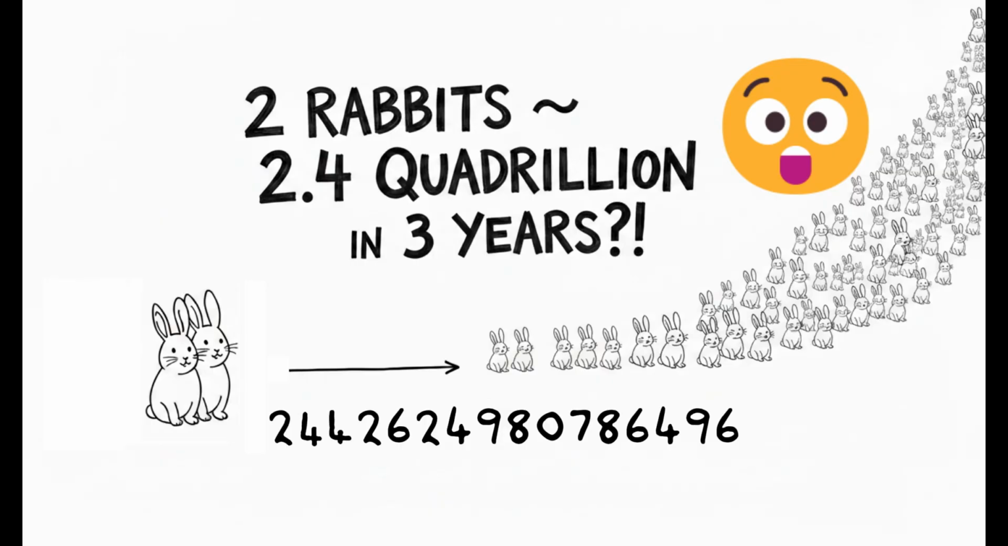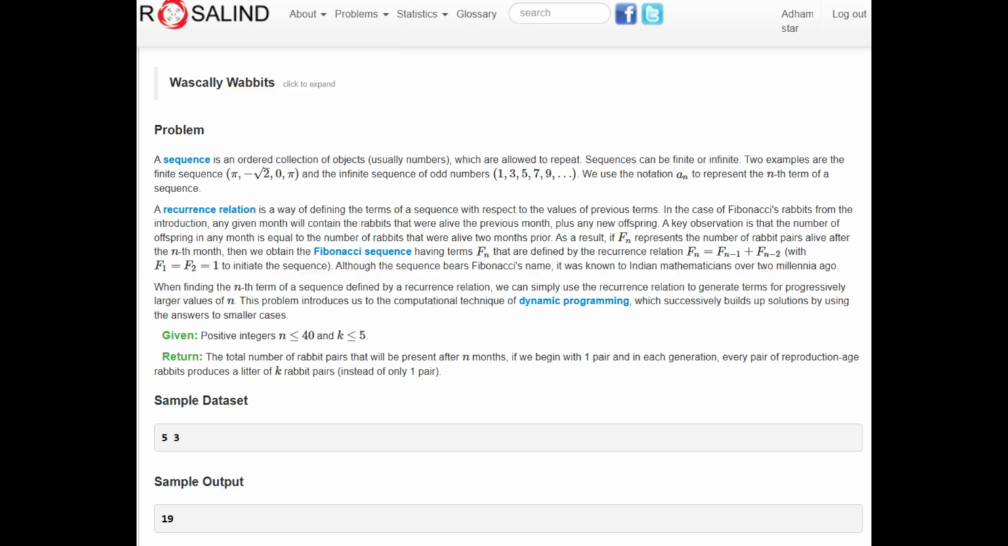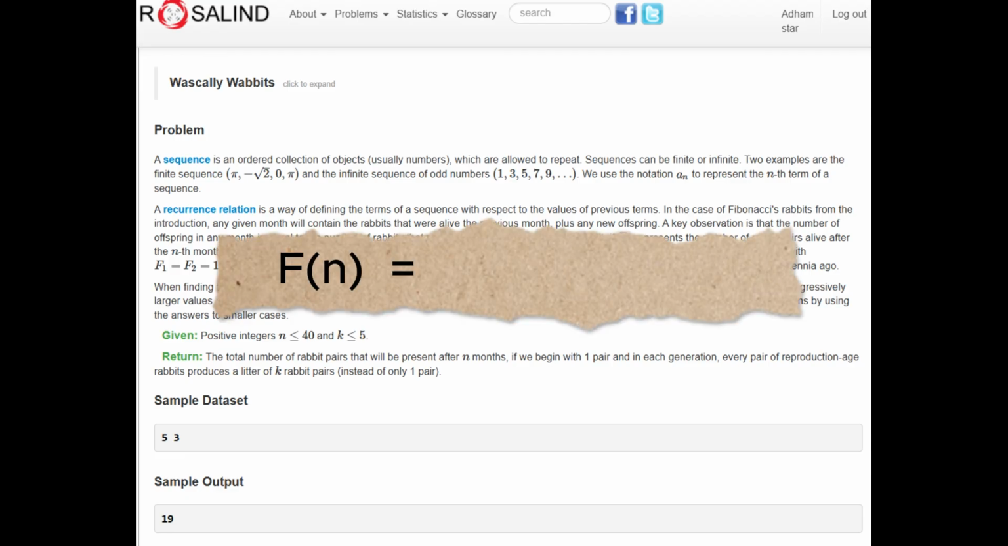No, this isn't some horror movie plot. It's math. And today we're going to solve one of the most elegant problems in computational biology that shows us exactly how fast populations can explode. This is the Rabbits and Recurrence Relations problem from Rosalind. And if you've ever wondered why Fibonacci sequences matter in the real world, you're about to find out.